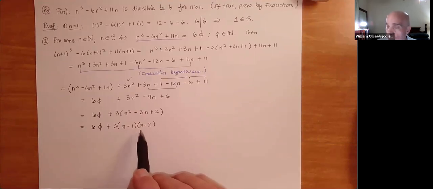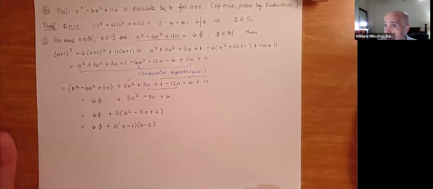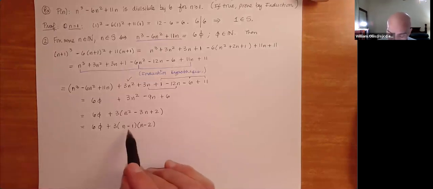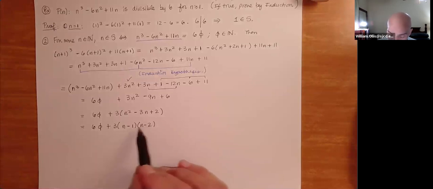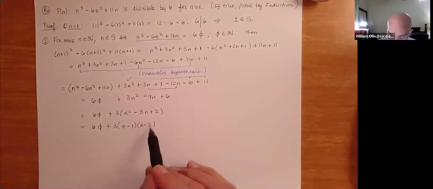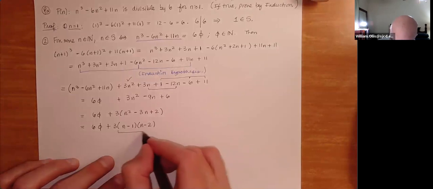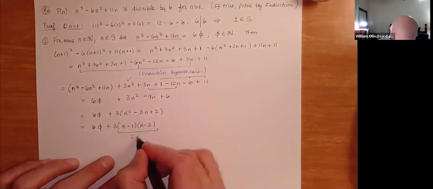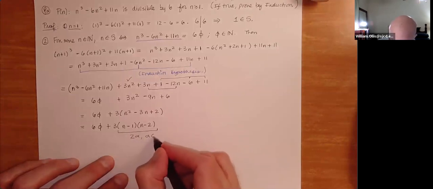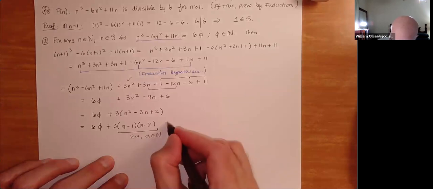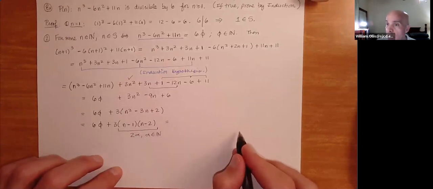One of them must be an even number, having a multiple of 2 in it. So this could be even and this odd, or this odd and this even. In either case, n minus 1 times n minus 2 is a multiple of 2. So we can say this is 2 times alpha, where alpha is a natural number. Again, just using basic number theory.